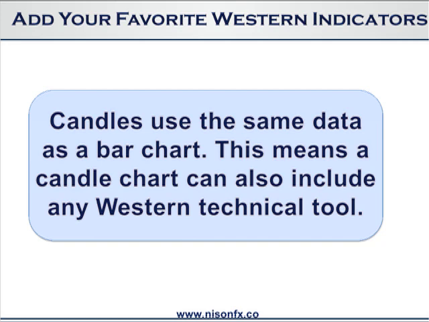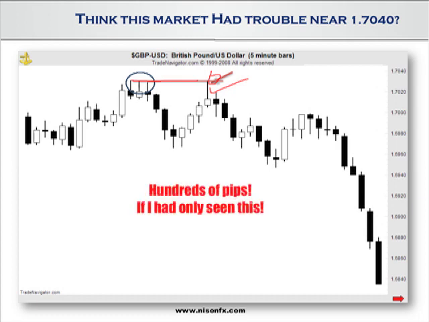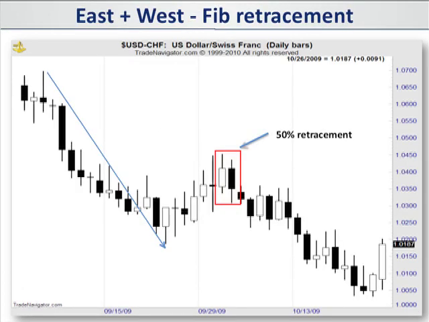Now, one of the things I mentioned before, and just want to emphasize now, is really important because the candlesticks use the same information as a bar chart. That means all your favorite Western indicators can be used on a candlestick chart. So, for example, just very basic resistance. A shooting star confirms the resistance. All right, that's a great potential trade setup, of course, always having a stop that says you're wrong. Hundreds of pips if I had only seen this.